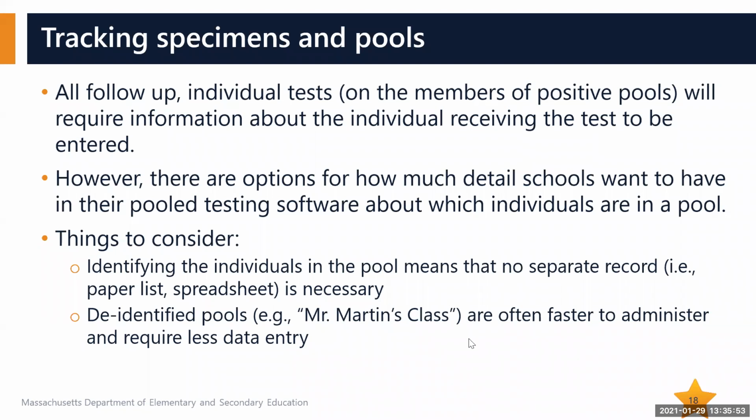We could, for example, provide the vendor with the information about who is in each pool. So let's just say it's Mr. Martin's class could be the label, or what goes into the digital platform provided by the vendor could be all of the individuals in Mr. Martin's class. So it could be just the blanket Mr. Martin's class, or Mr. Martin's class includes these 10 individuals. That'll be your choice, and that's an important thing to think through.